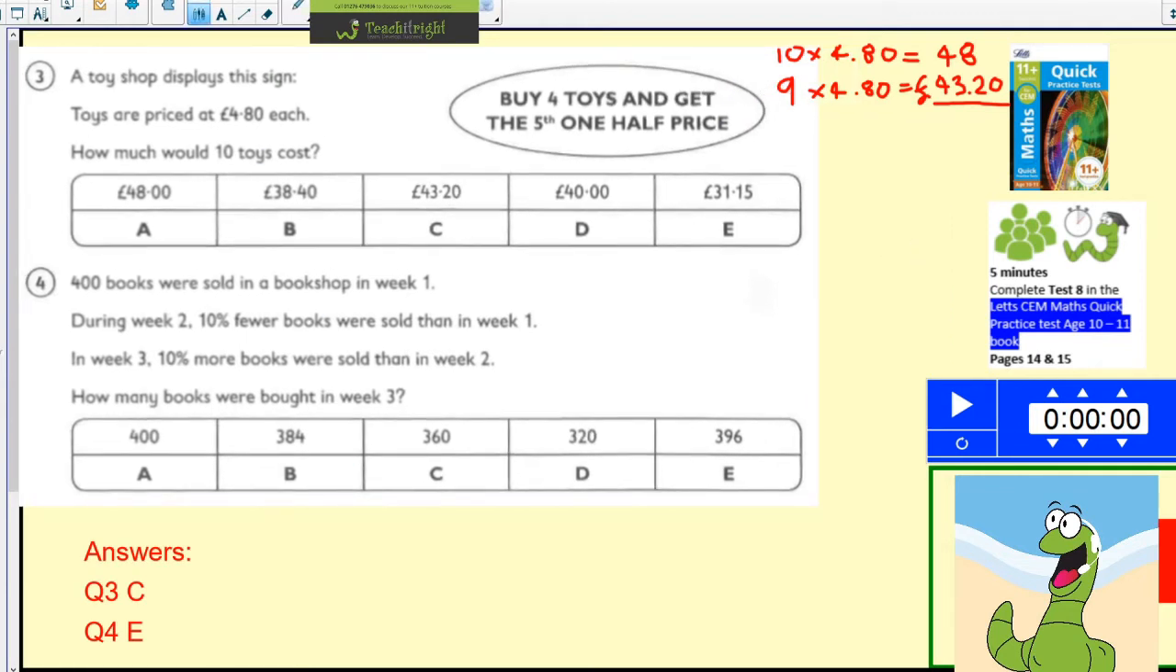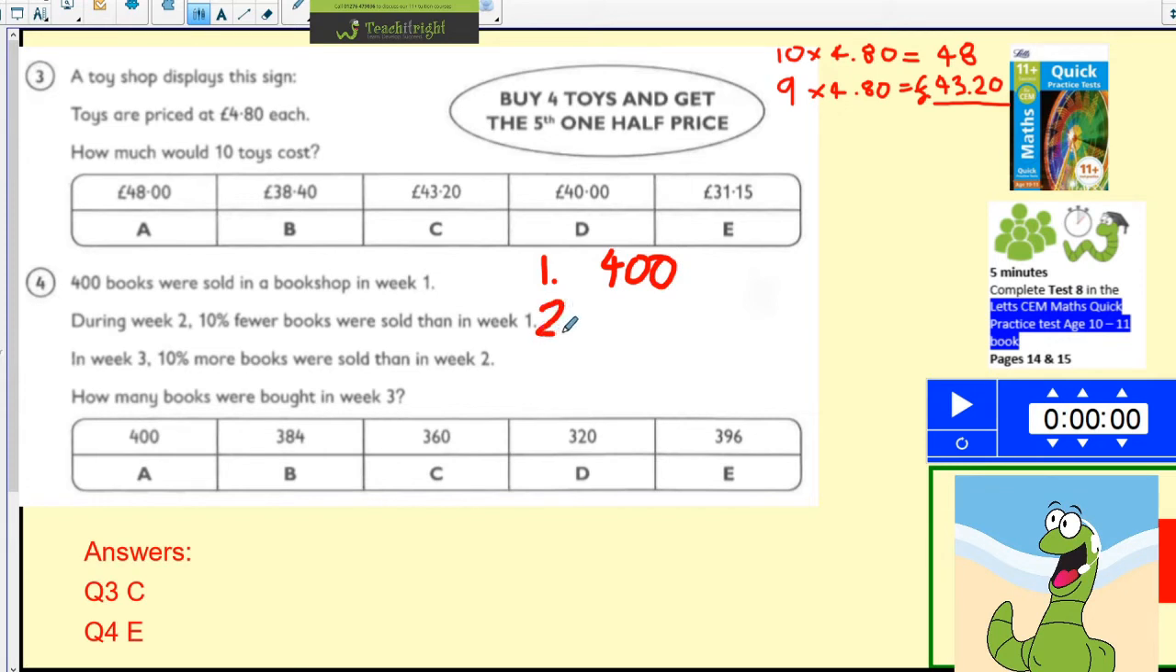Right, number 4. 400 books were sold in week 1. During week 2, there were 10% less books. In week 3, there were 10% more books. Let's go through it. So, in week 1, full stop. I'm doing full stop to indicate it's different. We had 400.